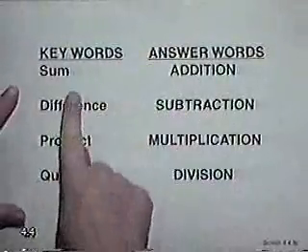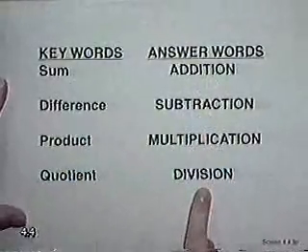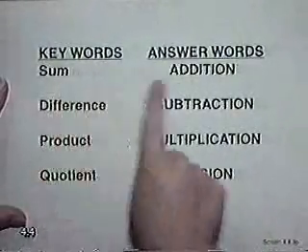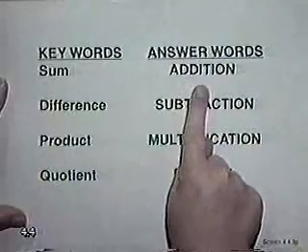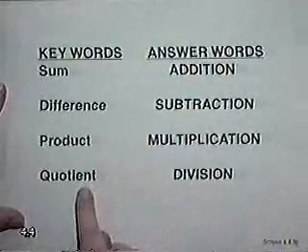So here I've listed keywords in one column and their answer words in the second column. So for instance, sum is the key word to remind you of the mathematical operation of addition. Difference is subtraction. Product is multiplication. And quotient is division. When you hear a word sentence and you see a phrase containing one of the key words, sum, difference, product, or quotient, and the word and, that word and lets you know that you're supposed to do the mathematical operation indicated by that keyword.